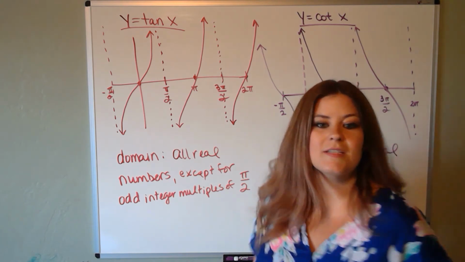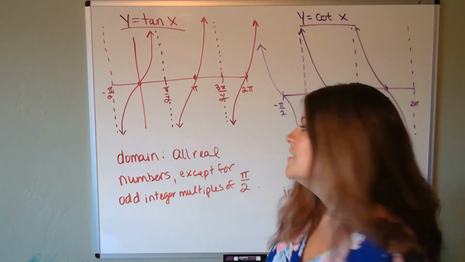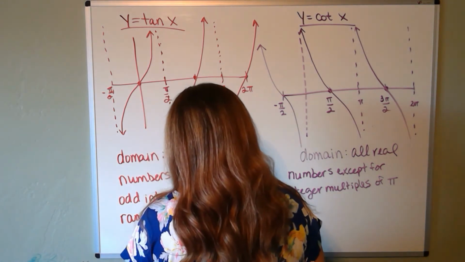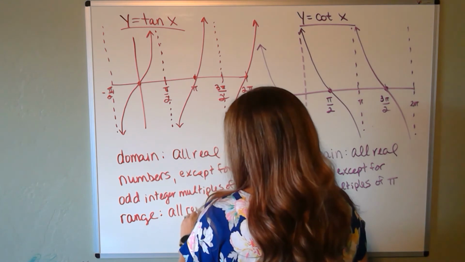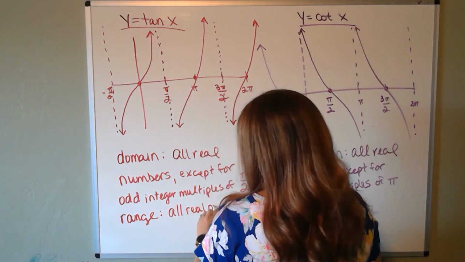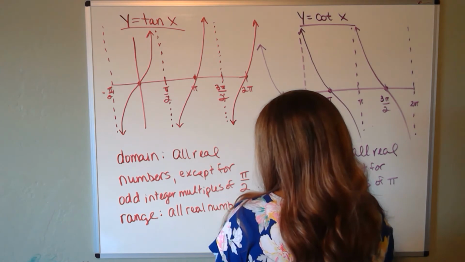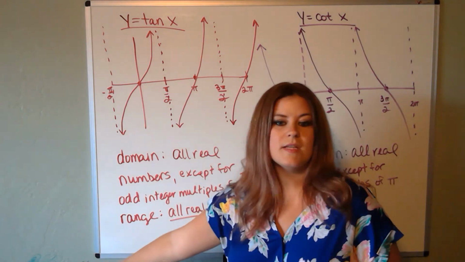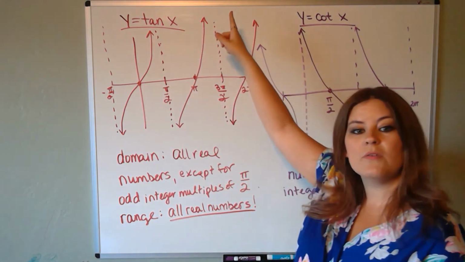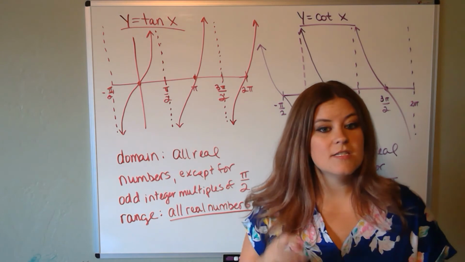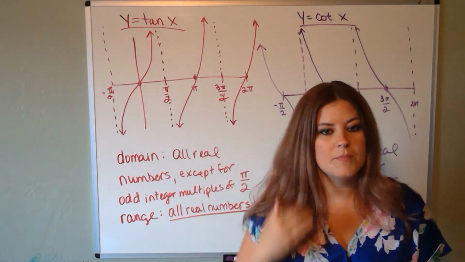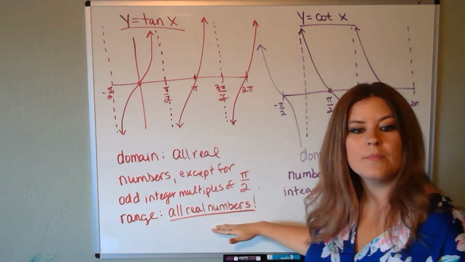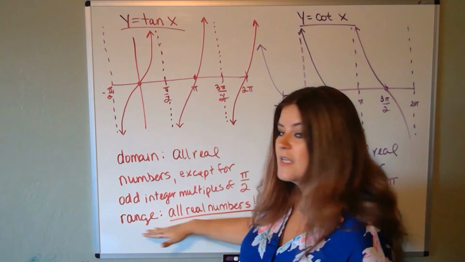You guys, tangent and cotangent are the best on the range. You guys remember that range is the y values that the function takes on? And look at the arrows we have on these graphs. You guys, these arrows indicate that it goes down forever and that it goes up forever. And that means that tangent takes on every single y value from negative infinity to positive infinity, which means its range is all real numbers. So you guys, the range of tangent is all real numbers.